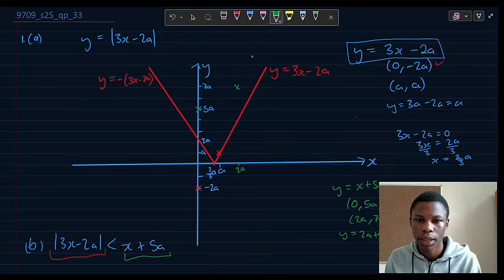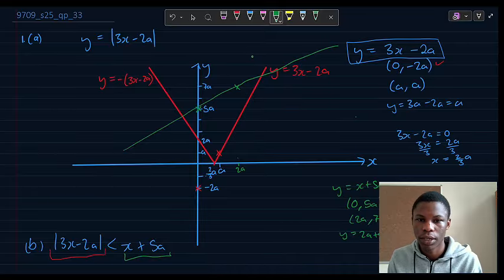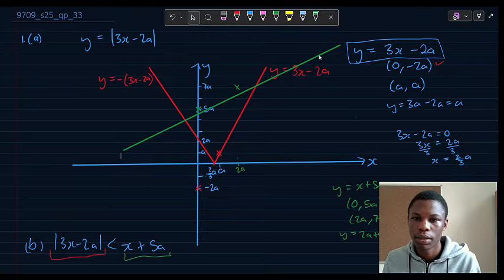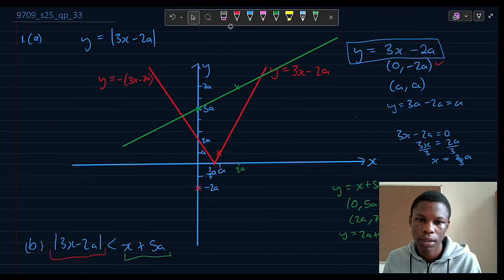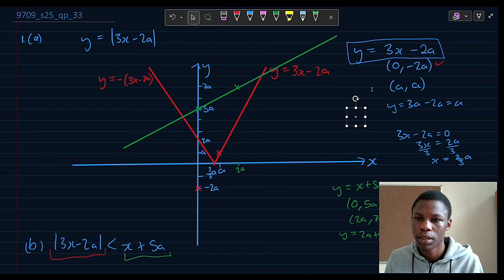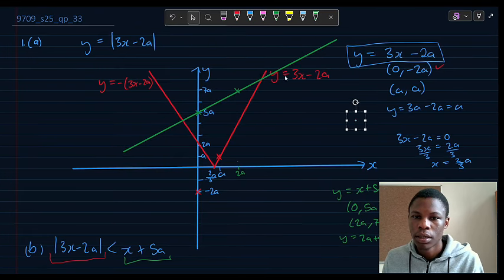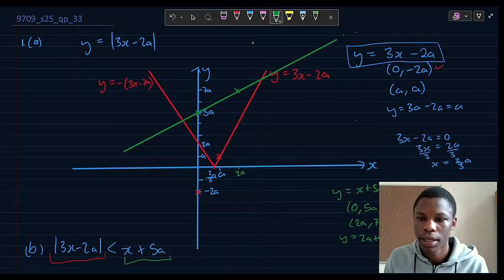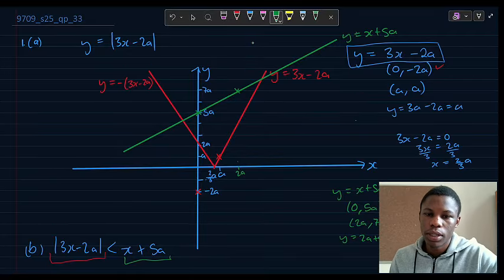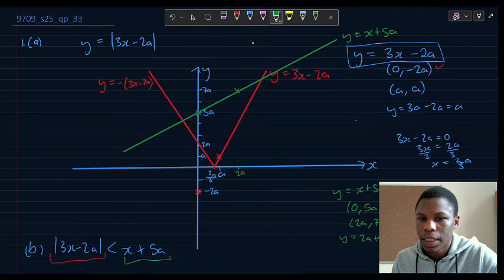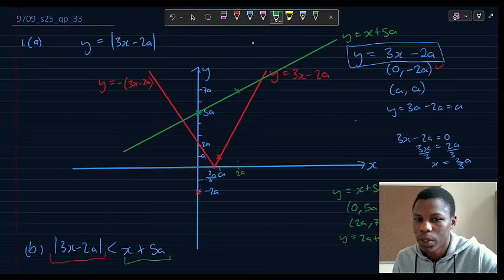And so if we draw a line going through the 2 points, let me just shift it up, rotate it a little bit. Okay, I think that's good. And this here is y is equal to x plus 5a. And notice that our modulus function and the line intersect at 2 different points. So we need to solve for those points of intersection. Once we have those points of intersection, we can then attempt to solve our inequality.